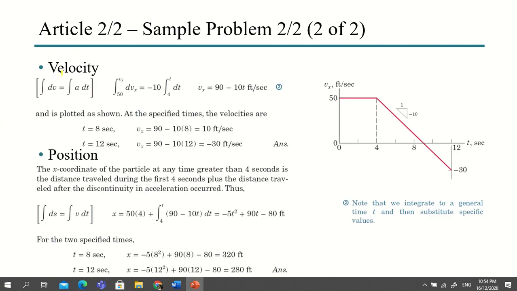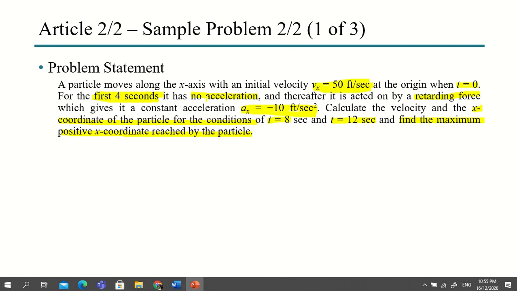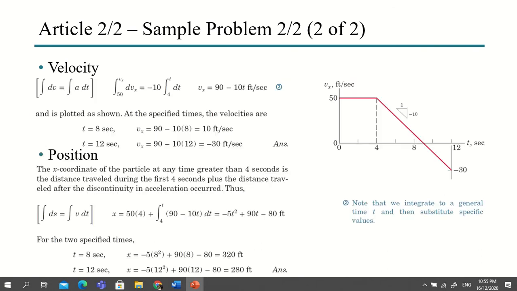We have here the formula for the velocity. So we have the integral of dv equal to the integral of a dt. Then substituting the limits, the initial velocity is equal to 50 feet per second as mentioned in the problem. So we have 50 as our lower limit, that is the initial velocity, and we generalize the velocity as the instantaneous velocity.